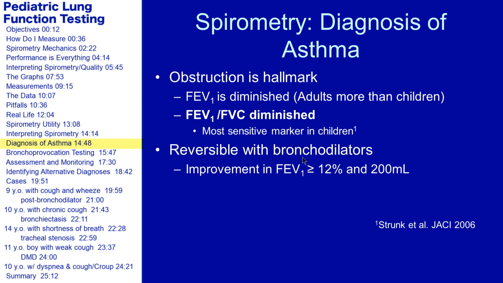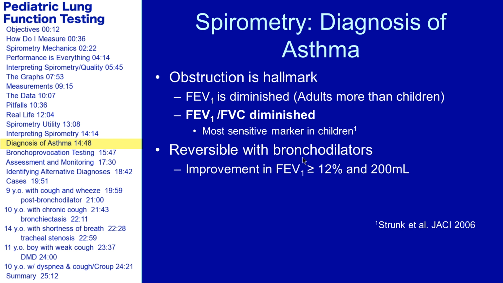In the diagnosis of asthma, obstruction is the hallmark. FEV1 is typically diminished, and that's in adults more than children. In children, the FEV1 to FVC ratio is low, and that is the most sensitive marker for airflow obstruction and can differentiate healthy from asthmatic populations. The other criteria is that it should be reversible with bronchodilators.